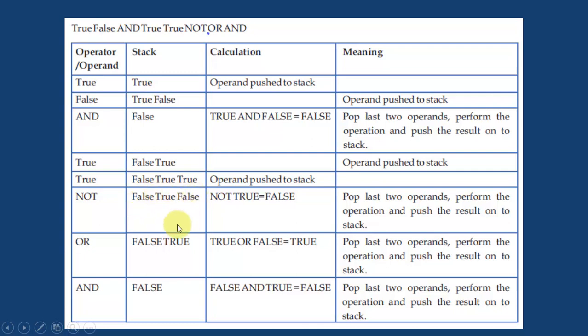and true. Okay, then for or you have to again pop two operands and then evaluate it. So you know that true or false is equal to true, and this result will be pushed to the stack. Okay, and then finally and, both the operands are popped and evaluated. See how we have done it, false and true. We have picked this complete thing and placed the operator in between and evaluated it. Okay, and then push the result back to our stack.